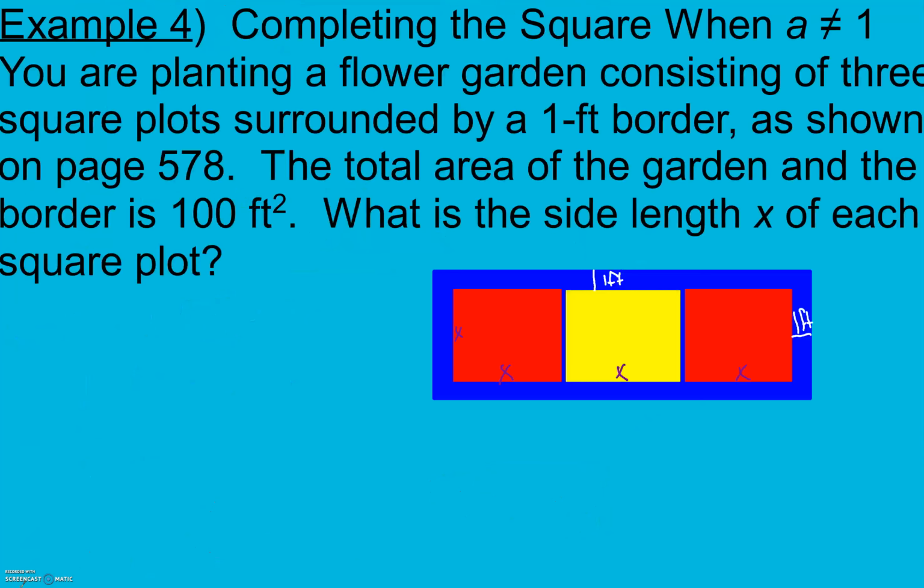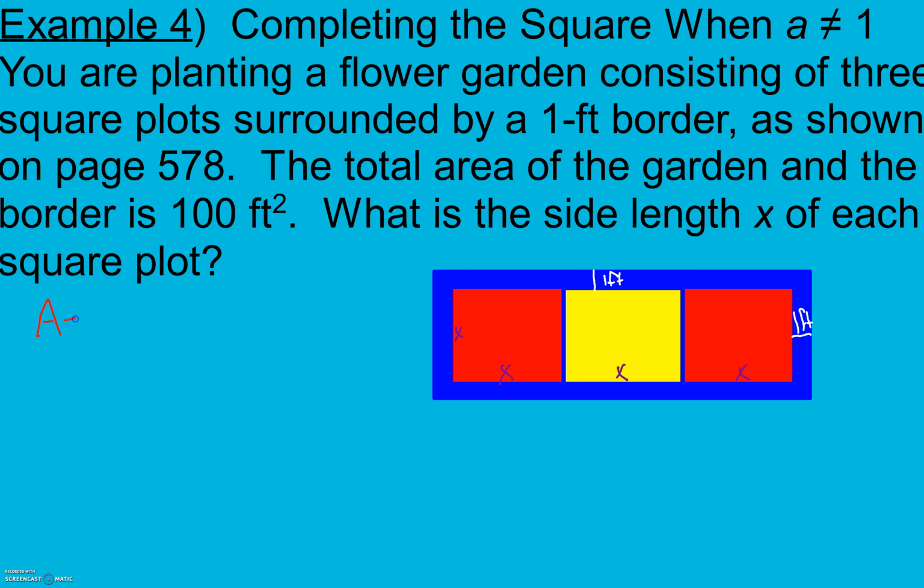In example 4, we're completing the square. You are planting a flower garden consisting of 3 square plots surrounded by a 1-foot border, as shown on page 578. So here I have a kind of rough drawing of it. The total area of the garden and the border is 100 square feet. What is the side length x of each square plot?